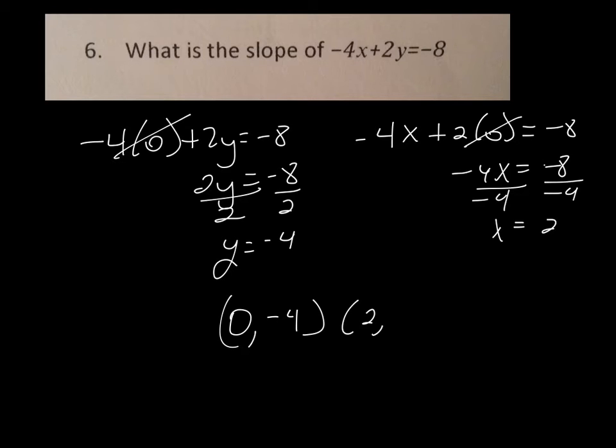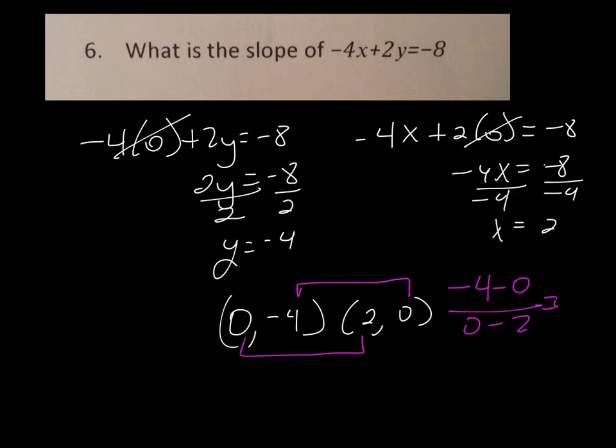So 2, 0. Now, what I'm going to do is use the slope formula. So y minus y, so that's going to be negative 4 minus 0 over 0 minus 2. So you end up getting negative 4 over negative 2, which is positive because negative over negative is positive, and 4 over 2 reduces to 2 over 1. And that is your slope.